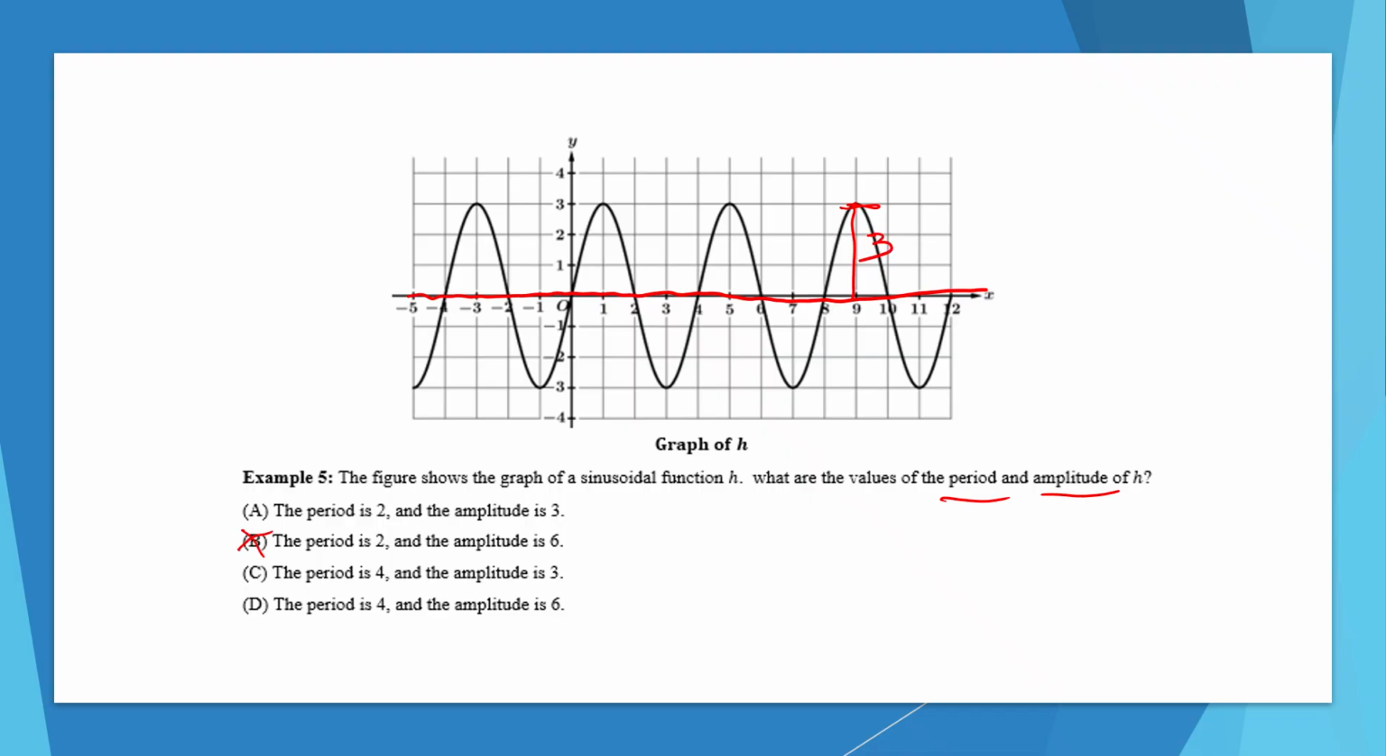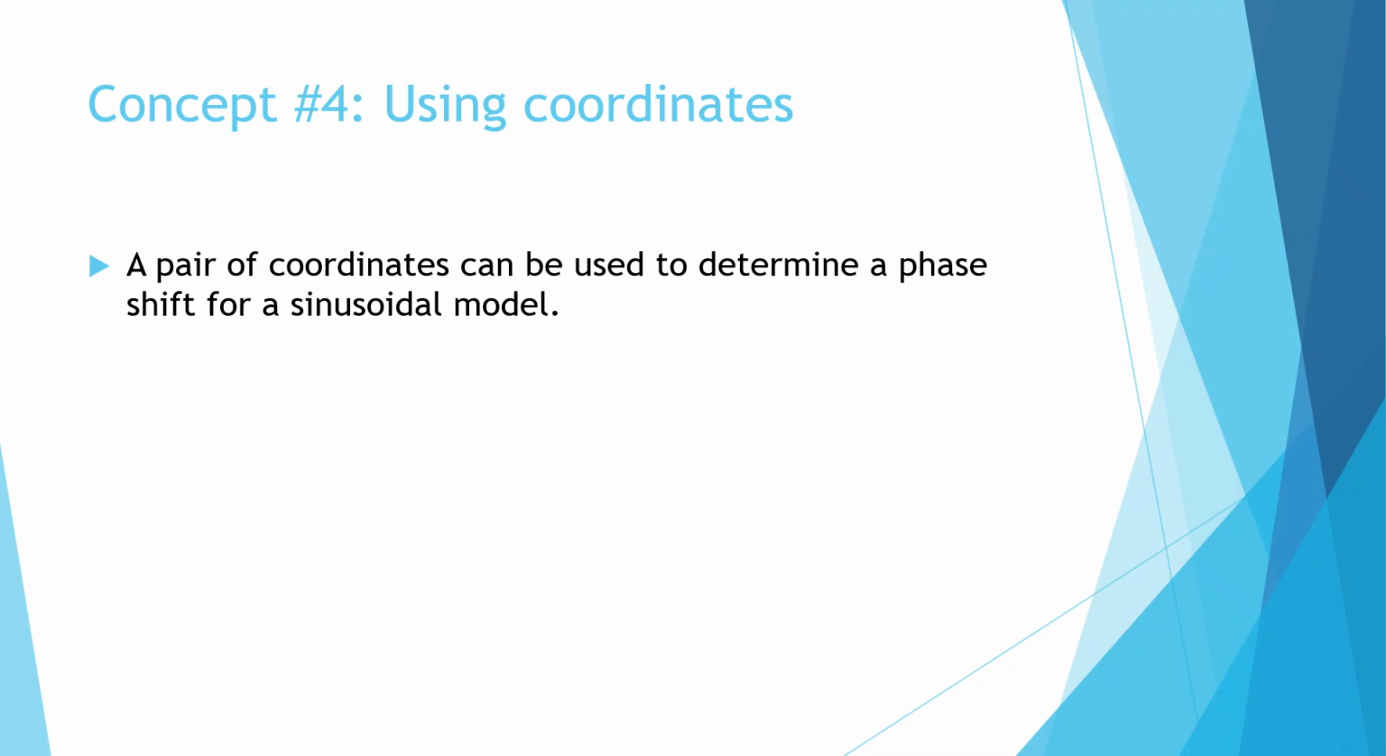So we can eliminate B and D. Now, what is our period? Well, let's take a look. I like to see if we can find max to max, which goes from 1 to 5. So the distance between 1 and 5 is going to be 4 units. So that is going to be our period. C, our period is 4, and our amplitude is 3 in this case.